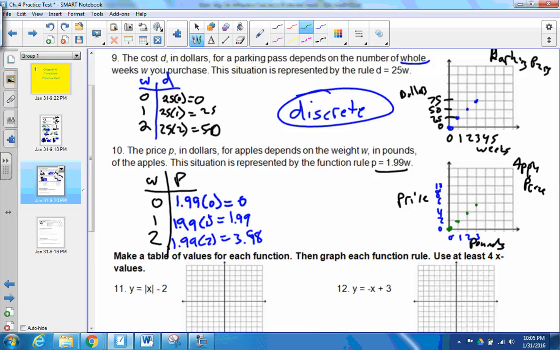Now, do you think we could have half a pound? Does it say you can? Does it say you have to buy it in exact pounds? I don't think so. So we could have half a pound. We could have a quarter of a pound. We could buy 1.5 pounds of apples. So this is going to be a continuous graph, since we are going to connect the dots then, because you can have those in-betweeners.